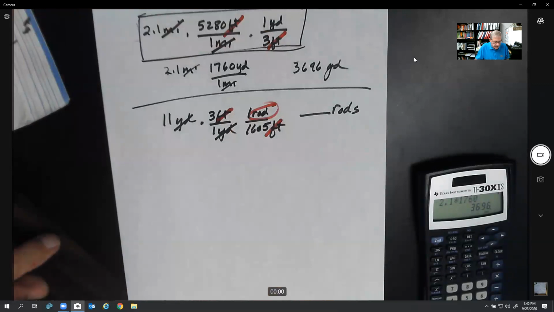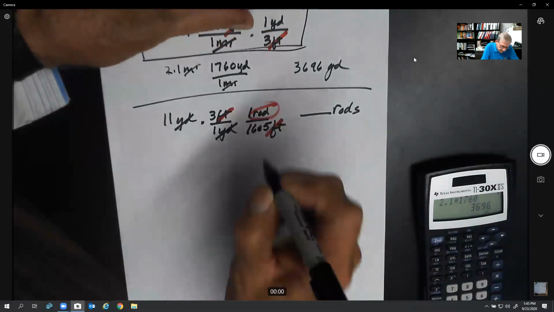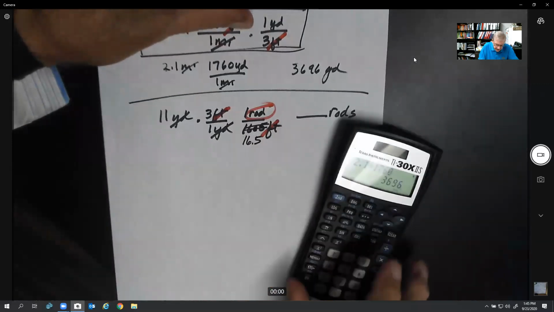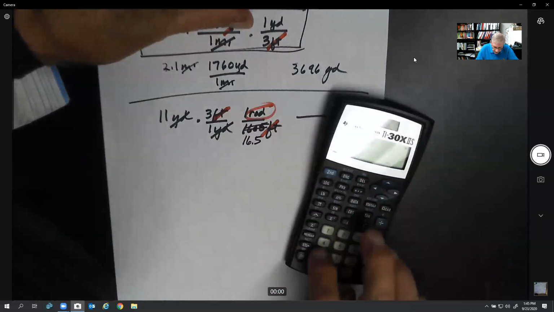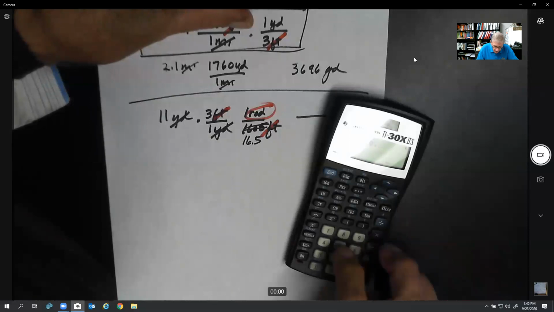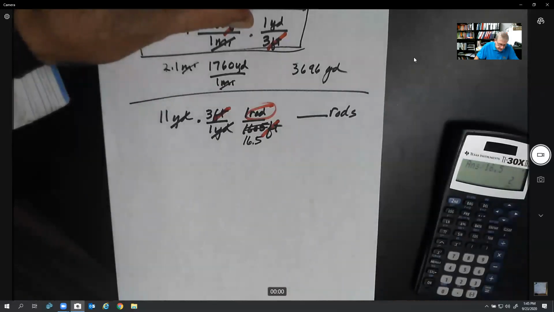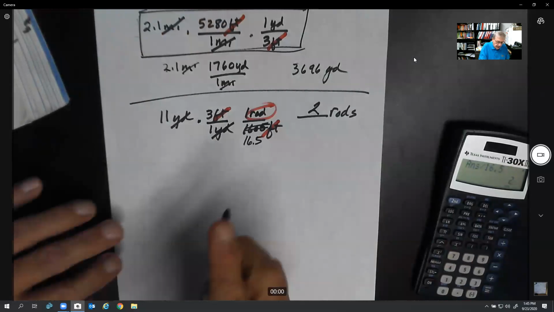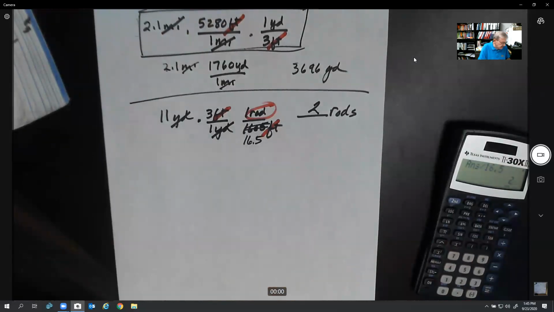So it'd be 11 times 3 divided by 16.5. Kind of messy there. I wish I got 165 or something. 11 times 3 divided by 16.5, and you could have done this all in one step: 2 rods. 11 yards is 2 rods. But we didn't know that. You can take a look in your book, and they do it, but by doing it this way, you can see things are going to cancel out rather nicely, and you can do some nice conversions. Okay?